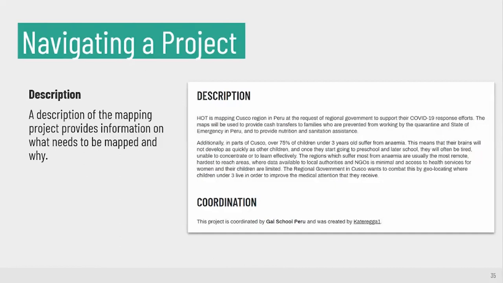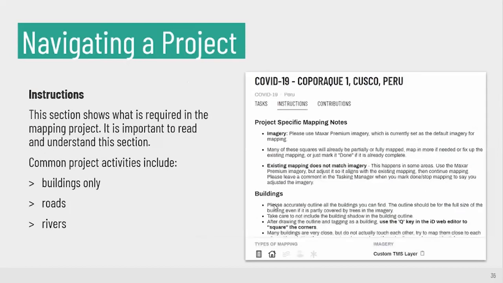For example, the one that we have just looked at now, this is HOT mapping Cusco region in Peru at the request of the regional government to support their COVID-19 responses and all that. Now that's this description on what the project is all about. The coordination is which organization is coordinating the project and who created the project.